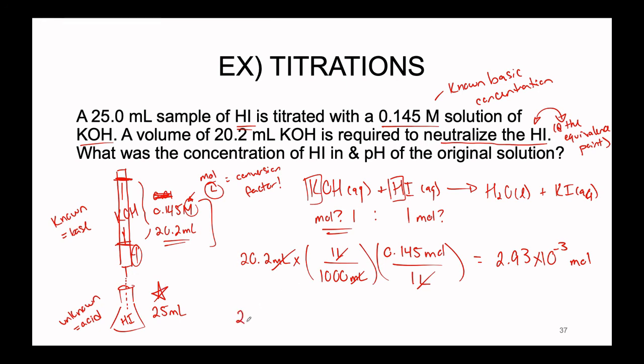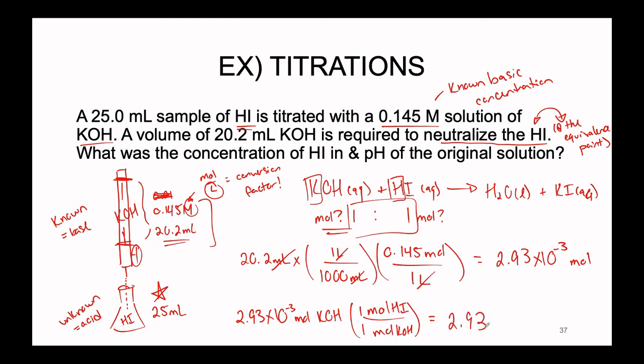In other words, 2.93 times 10 to the negative 3 moles of KOH can be converted into moles of HI because these two things react in a 1-to-1. 1 mole of HI per every 1 mole of KOH. So I'm just trying to explain it verbally, show it in terms of ratios, as well as in terms of explicit stoichiometry, just to cover all bases here. If 2.93 times 10 to the negative 3 moles of KOH was used, this must mean that there was 2.93 times 10 to the negative 3 moles of HI in the flask to start with.